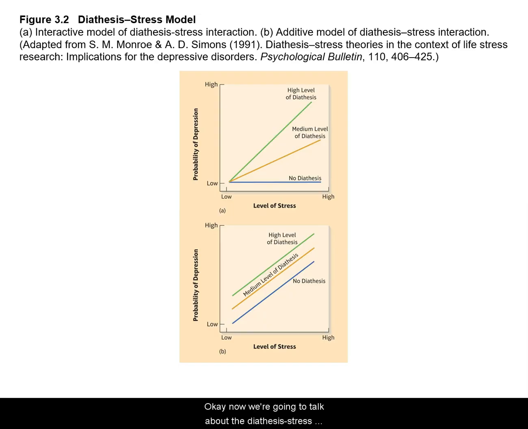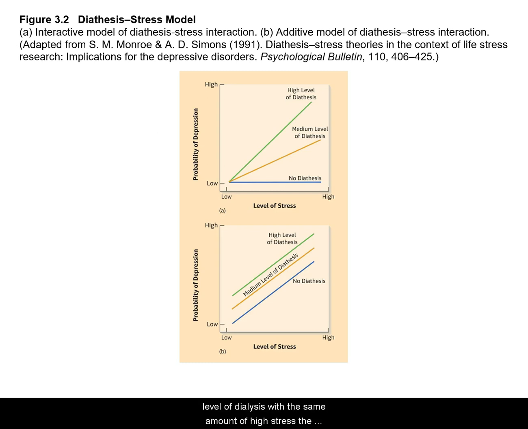Now we're going to talk about the diathesis stress model. If you look at these two figures here, the one on top is A, the interactive model of diathesis stress interaction. Your x-axis goes from low to high stress. The y-axis is probability of depression. So if there is a high level of diathesis, then as the stress increases, the probability of depression will also increase.